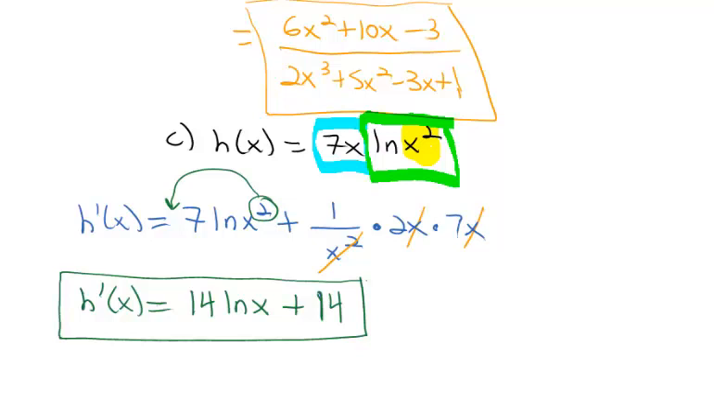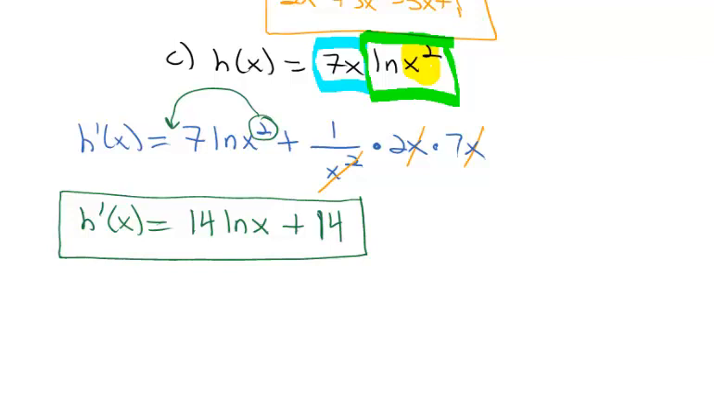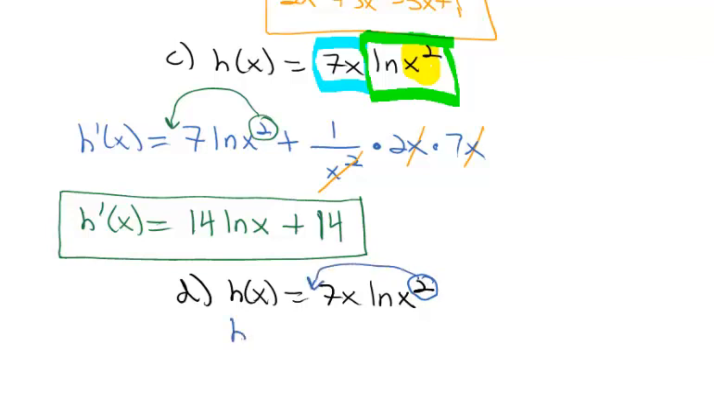Here's another way we could have done that same problem, though. Let's do that same problem. H of x equals 7x natural log of x squared. Let's say we didn't want to do the composition, the chain rule. Remember, if we see an exponent inside a natural log, that exponent can move out front. So really, the main function h of x is 7 times 2, 14x natural log of x.